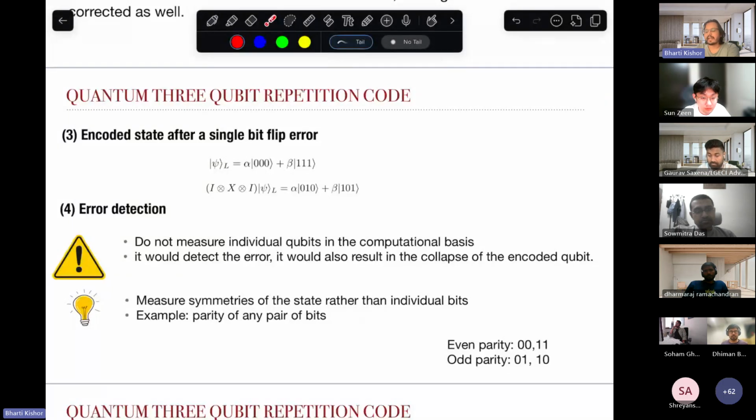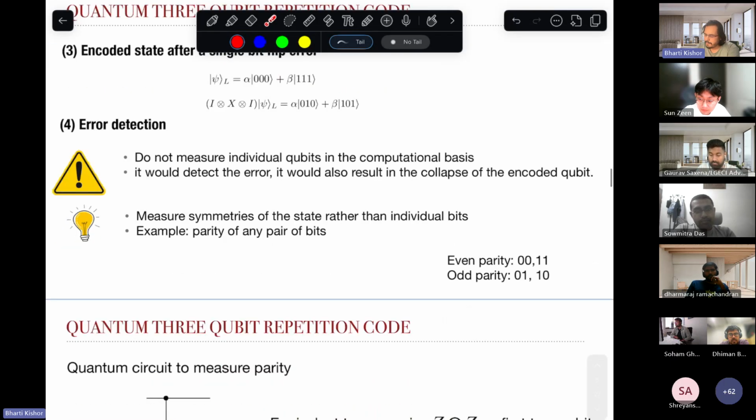So this is a challenge, and to get around it, what you do is measure symmetries of the state rather than individual bits. So do not measure individual bits, measure symmetries. One such example is the parity of any pair of bits. So 0, 0 and 1, 1 have even parity. 0, 1 and 1, 0 have odd parity. You measure that, and that can help you figure out which qubit went through, for example, a bit flip error.